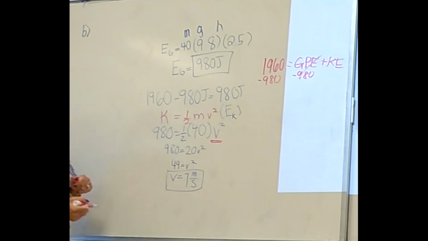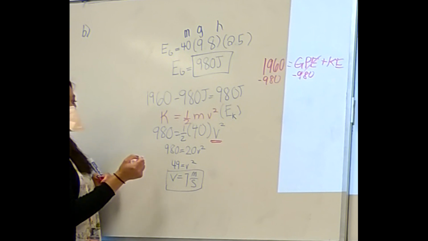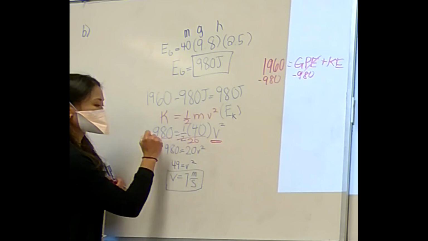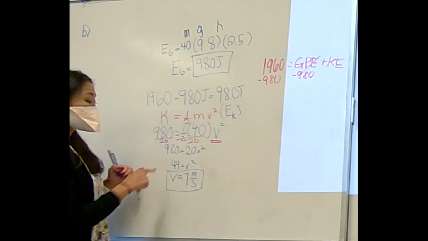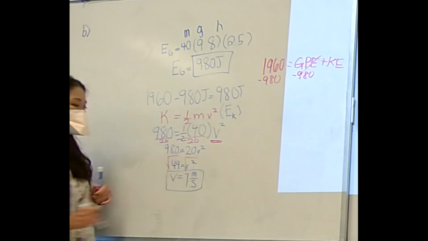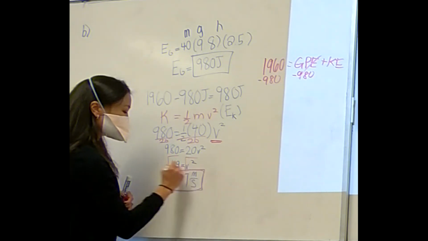So then once you get your 1/2 mv squared, you plug in your values, you divide by 20 like we did last class, or last problem, and then you get the square root of 49, which gives you a nice value of 7 meters per second.